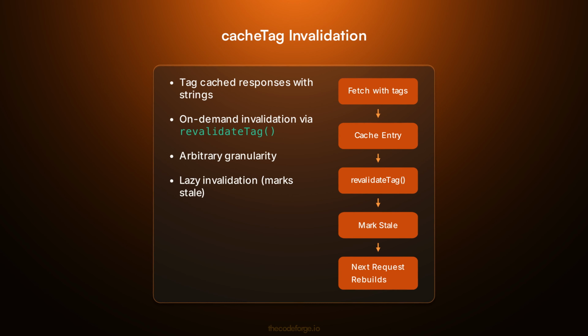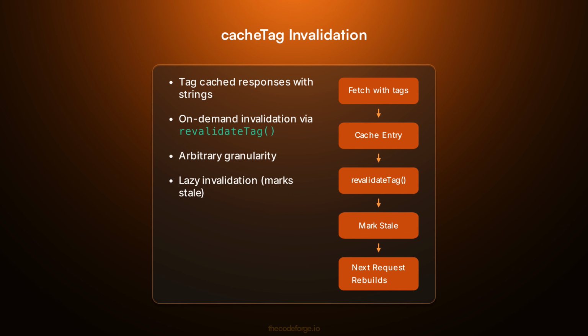cacheTag lets you tag cached responses with arbitrary strings and invalidate them on demand. You tag a fetch call with tags like products, then call revalidateTag, products, anywhere in your app to mark all cached responses with that tag as stale.